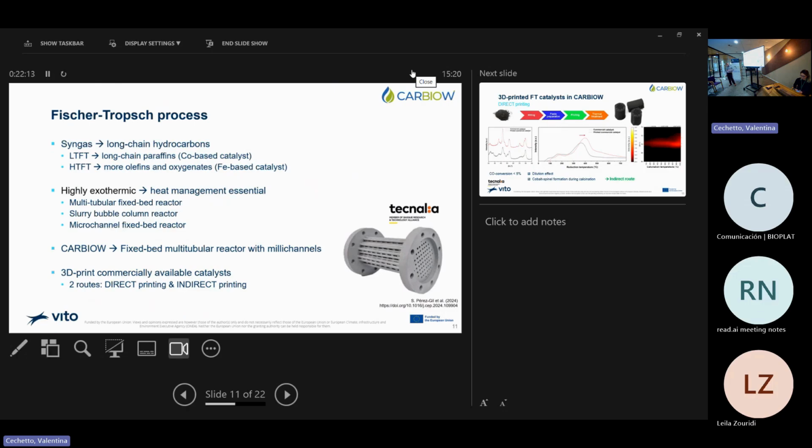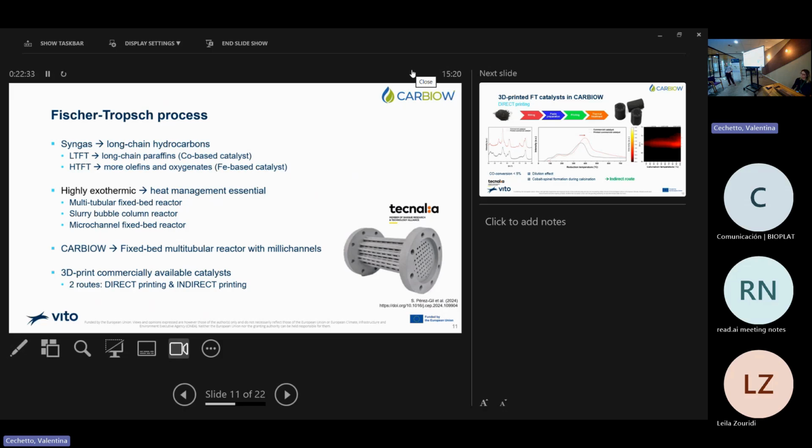Now, Fischer-Tropsch, as you know, is highly exothermic. So that's why in industry, heat management is very essential. They use multi-tubular fixed bed reactors, double column reactors, depending on the catalyst. Sometimes also microchannel fixed bed reactors. And in Carbio, we use a fixed bed multiple reactor with milli-channels.